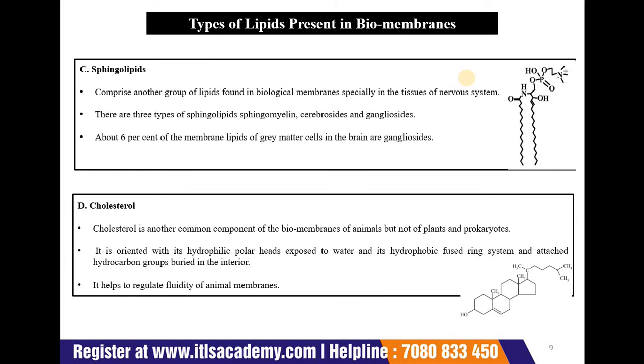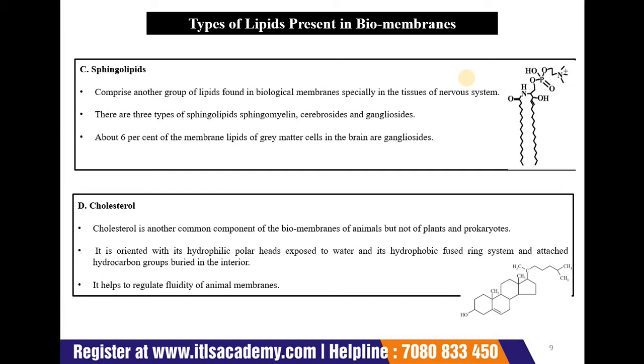Now we have another type, which is sphingolipids. This is the most abundant in mammalian tissues. They have phosphorylcholine which is esterified at the C1 carbon. It comprises another group of lipids found in biological membranes, especially in the tissues of the nervous system. There are three types of sphingolipids: sphingomyelin, cerebrosides, and gangliosides. About 6% of the membrane lipids of the gray matter of the cells in the brain are gangliosides.